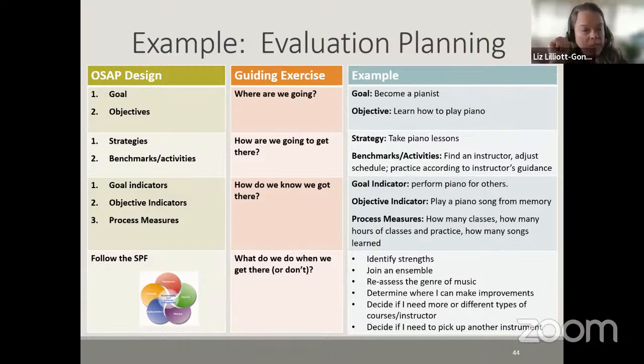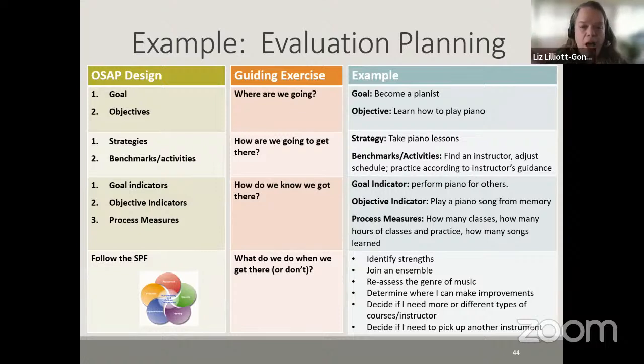Those process measures related to this are once again like the 1, 2, and 3 here in the middle: goal indicators, objective indicators, process measures. That's where you're getting into identifying concretely things that you have done or achieved in order to meet that goal.